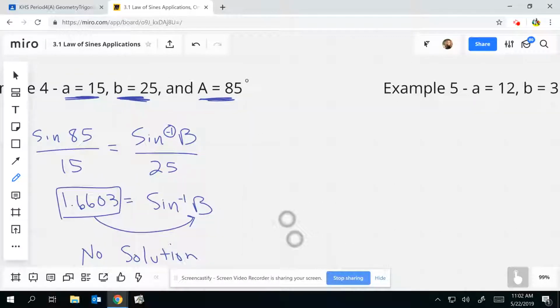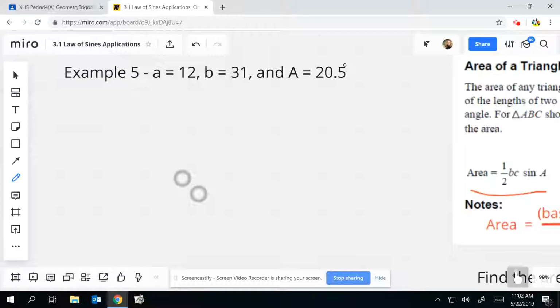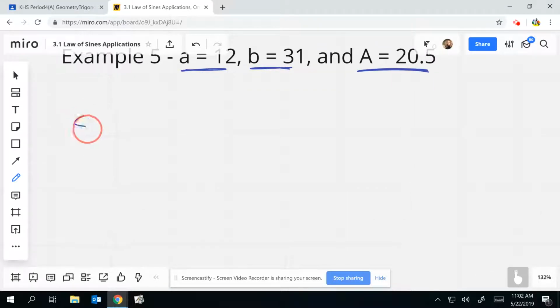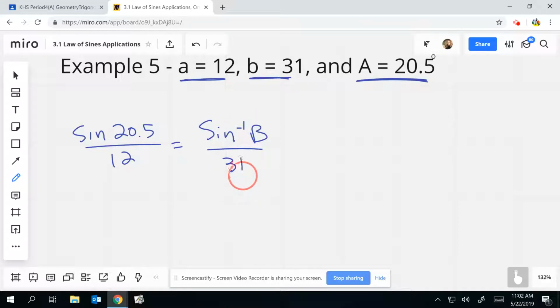And if you look at number 5, you're going to have A is less than B again. A is less than B, and A is acute, very acute. It's only 20.5. So we would put sine of 20.5 over 12. That's your A over your A. Inverse sine of B, we want to get angle B over 31.